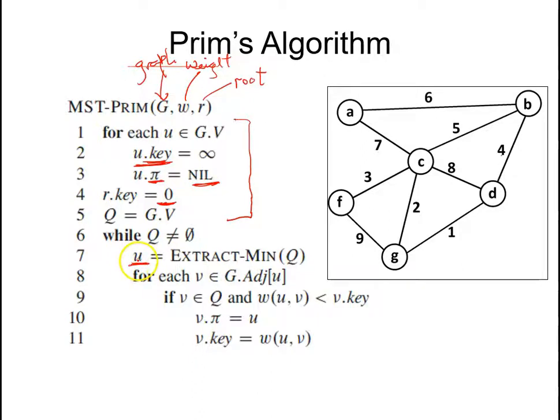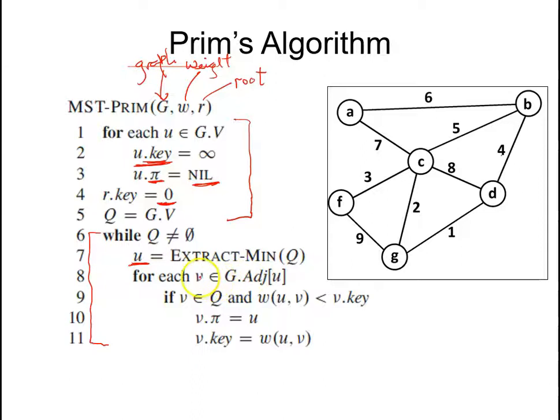Okay, the root vertex. Now, this is where all the action happens. And what this says is, while our priority queue is not empty, while it still has vertices within it, we are going to extract the vertex with the minimum key value, which at the start would be the root vertex since we gave it a key value of 0. Okay?